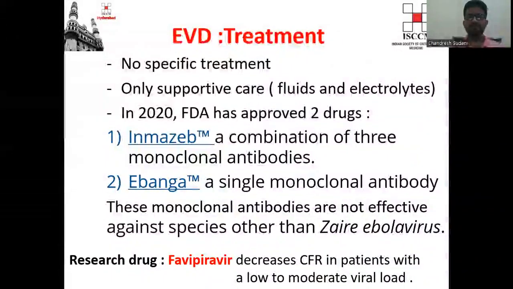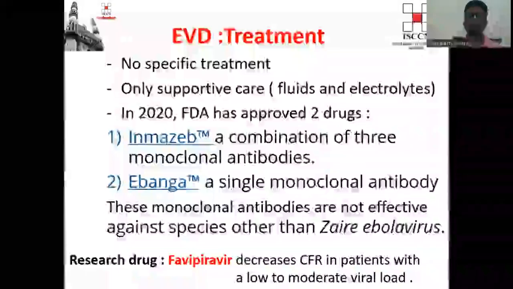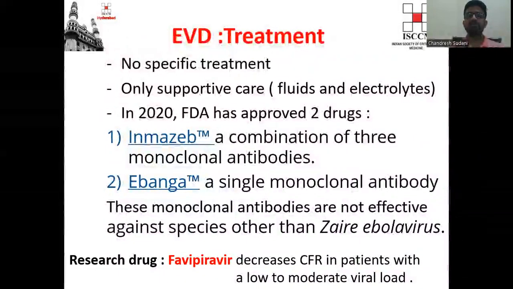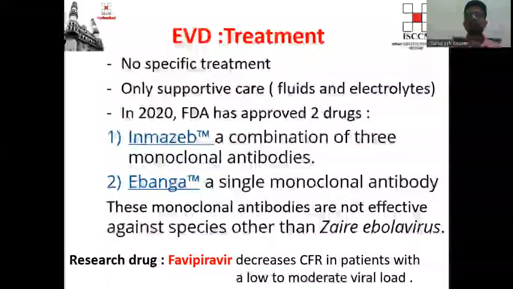Treatment, again, there is no specific treatment, only supportive care. But recently, in 2020, the FDA approved two drugs, Inmazeb and Ebanga. These are both monoclonal antibodies. The first one is a combination of 3 monoclonal antibodies, while Ebanga is a single monoclonal antibody. And these antibodies are not effective against species other than Zaire Ebola virus.